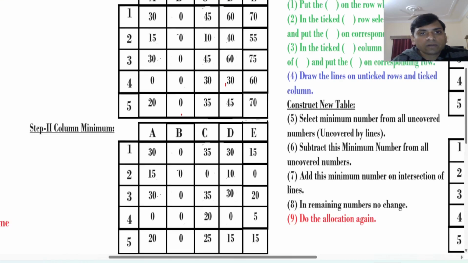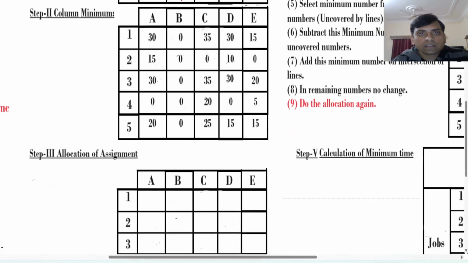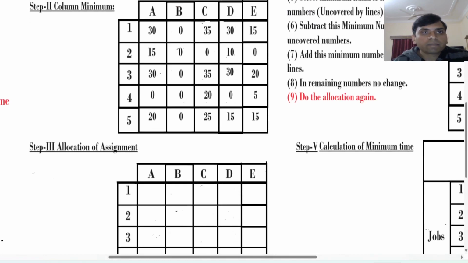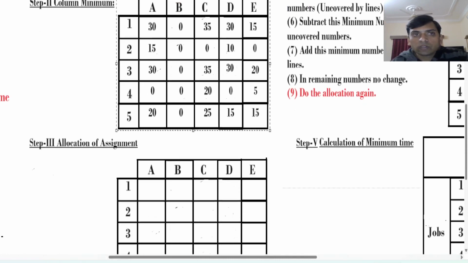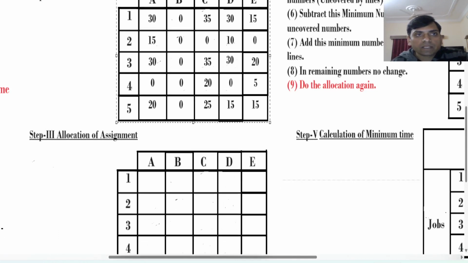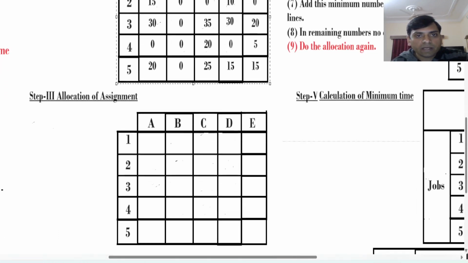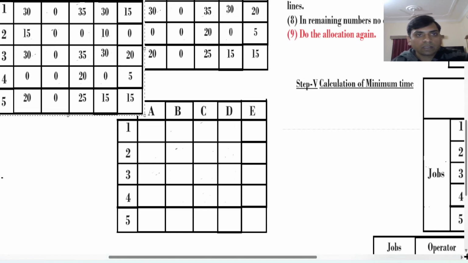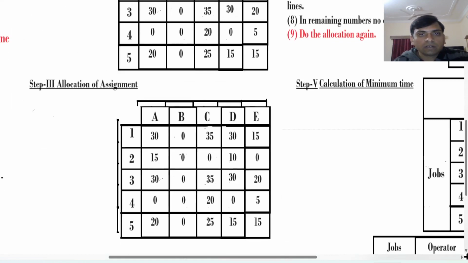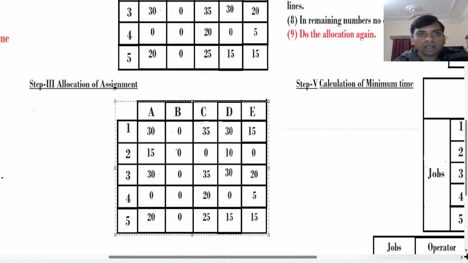Now we will copy this table of the second step and we will use this same table in the third step. So we are copying this table of the second step for the third step. This is the allocation of assignment. Now we will put boxes and crosses.